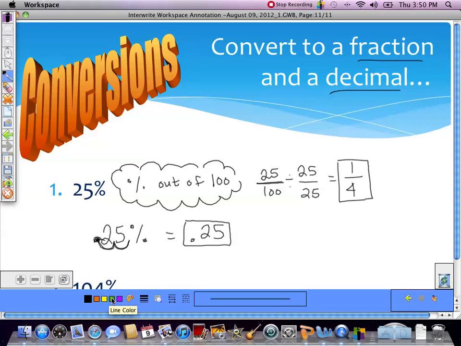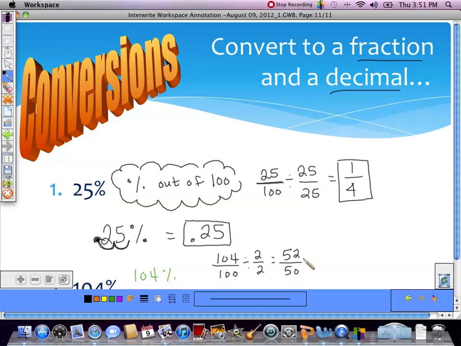And my toolbar is covering up number 2, but I'll just rewrite it right here. It's 104%. So first, let's change this to a fraction. We know percents are out of 100, so 104 out of 100. And then we'll work on simplifying this. I can tell that both of these are even numbers, so I know 2 will go into both of them. 104 divided by 2 is 52, and 100 divided by 2 is 50.